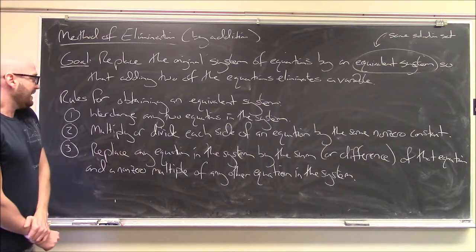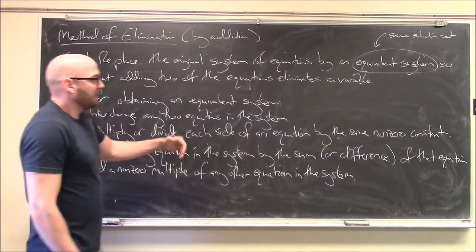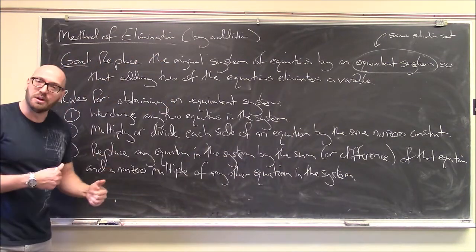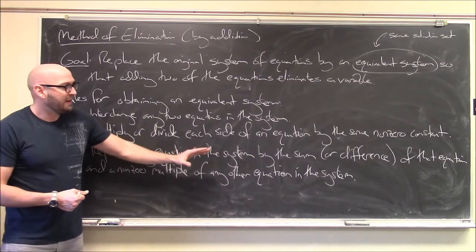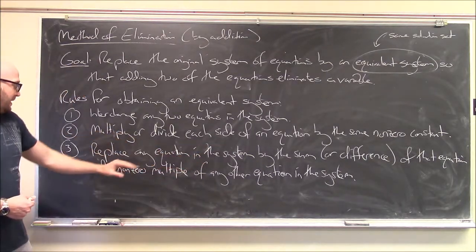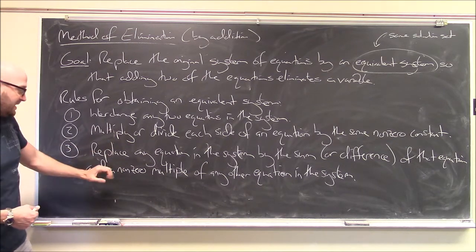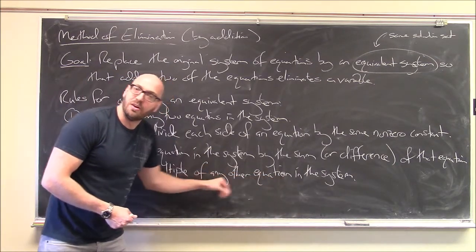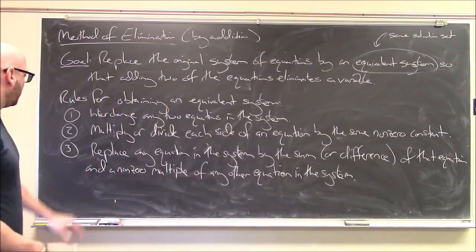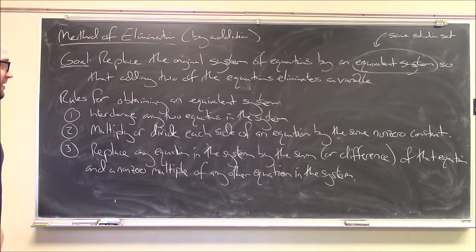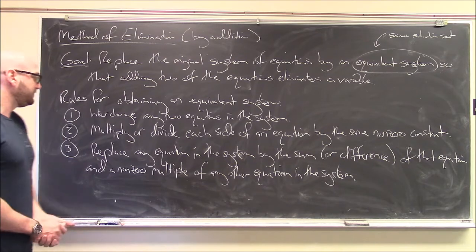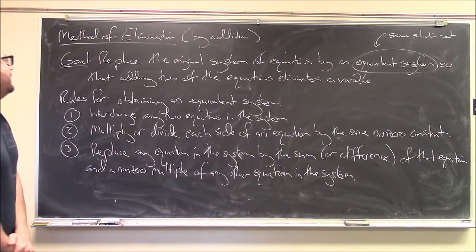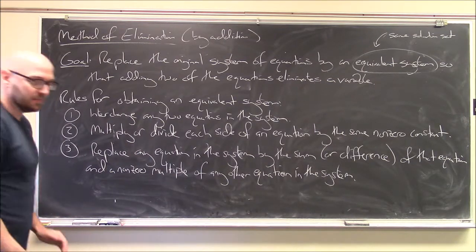But number three is here: I can replace any equation in the system by the sum, or difference, we can subtract, of that equation and any other equation in the system. Or in fact, I can do even more. Instead of adding any other equation, I can add a non-zero multiple of any other equation in the system. Because remember, I can multiply equations by non-zero multiples on each side. So this is the big one here: we can add or subtract equations together. And moreover, I can multiply equations and then add or subtract them. And it turns out that doesn't change the solution set either.